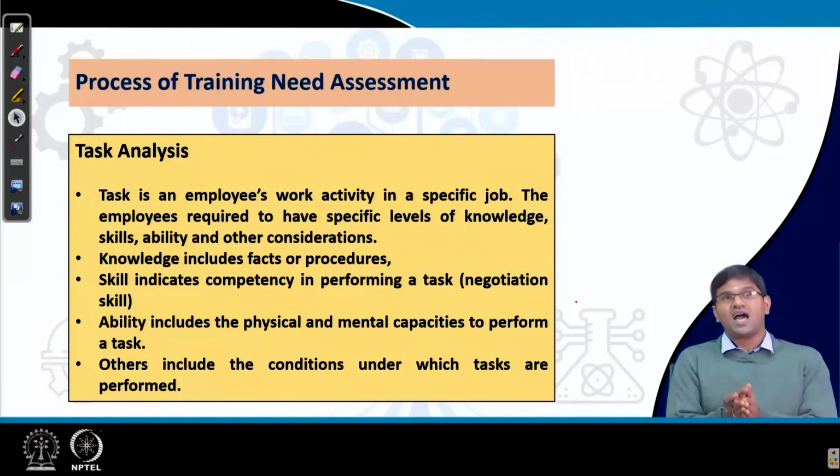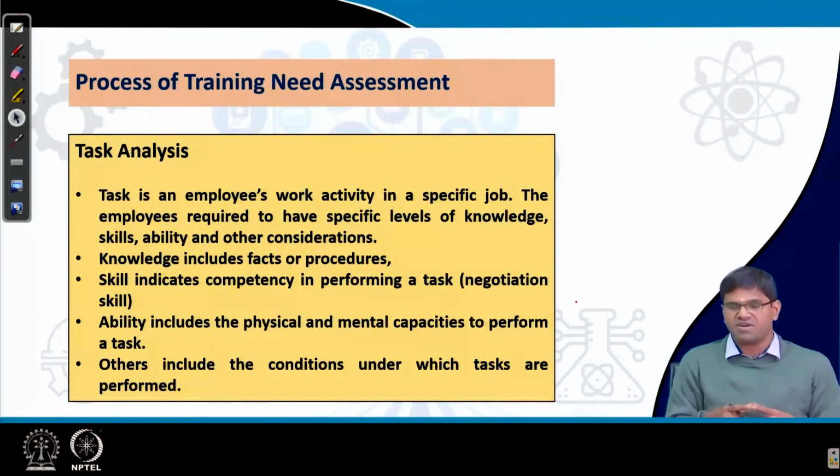Then the last one is task analysis. Task analysis focuses on the employee activity in a specific job. We are talking specifically about the job.